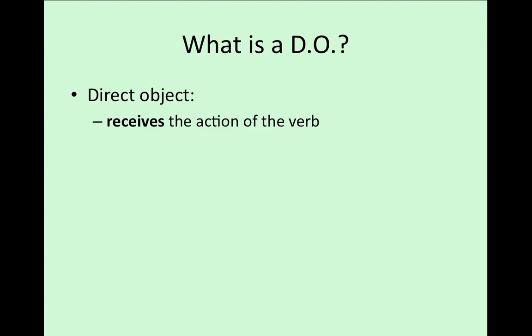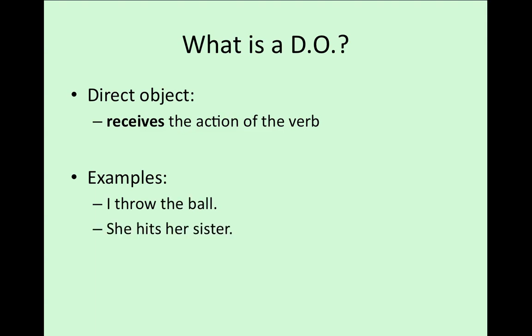So to begin with, what is a direct object? A direct object is the word that receives the action of the verb in a sentence. It answers the question what or who is receiving the action. For example, I throw the ball. I throw what? The answer to that is the ball, which is the direct object of the sentence. It is what is being thrown.